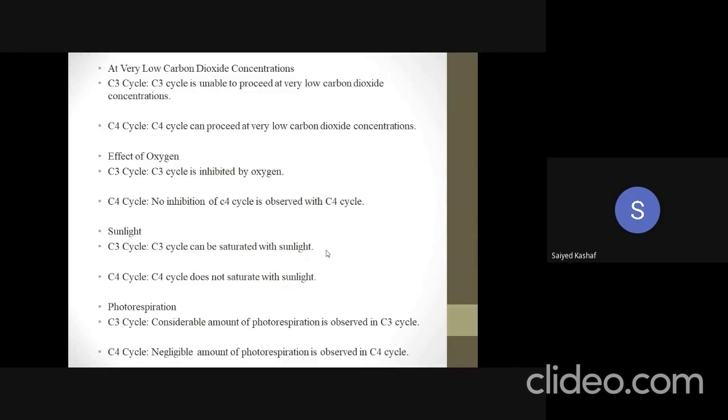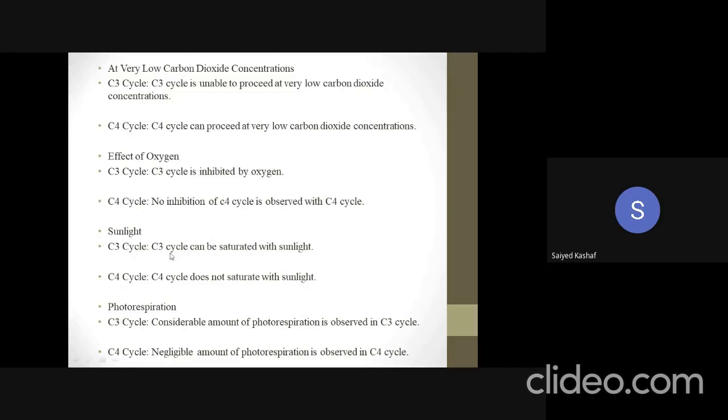Now again, at lower carbon dioxide concentration, the C3 cycle is unable to proceed, whereas the C4 cycle can proceed at very low carbon dioxide concentration. And the effect of oxygen: the C3 cycle is inhibited by the presence of oxygen. We already know that photorespiration will take place, but in the C4 cycle, no inhibition takes place when oxygen is present in the plant.